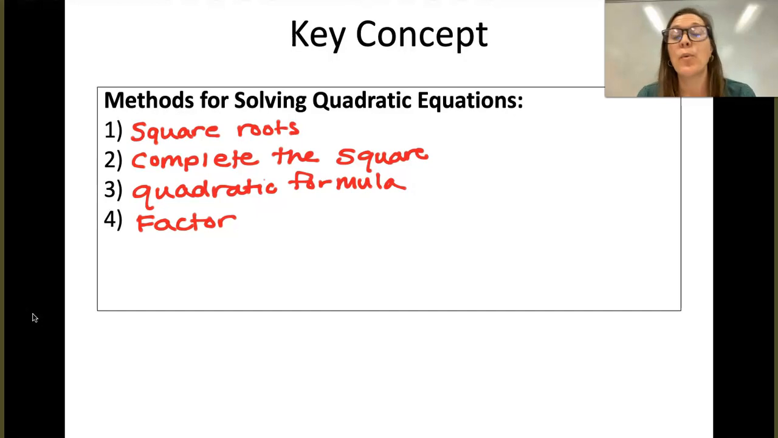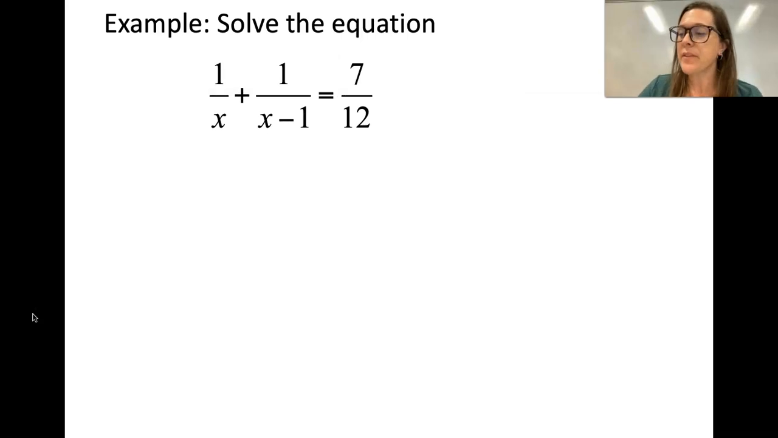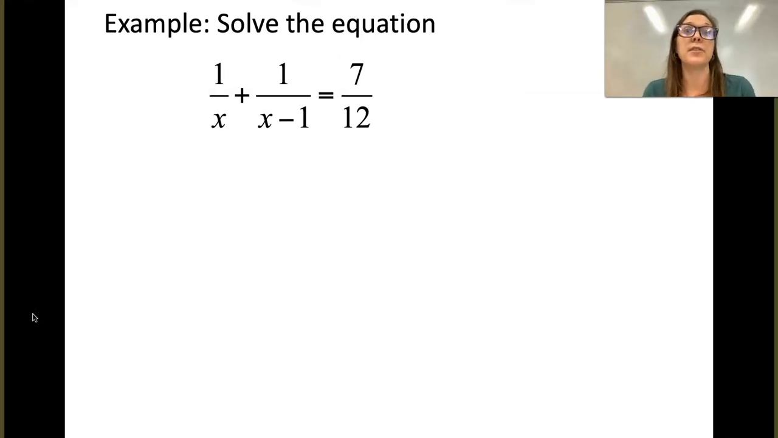So from this point on, you get to choose whatever method you want to use. I'm not going to say make sure you solve it using this method. You pick the method that you're most comfortable with. So here's our first example. We have a rational equation with 1 over x plus 1 over x minus 1 equals 7 over 12.